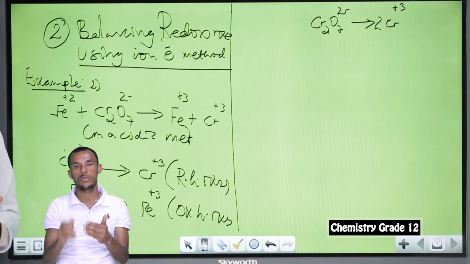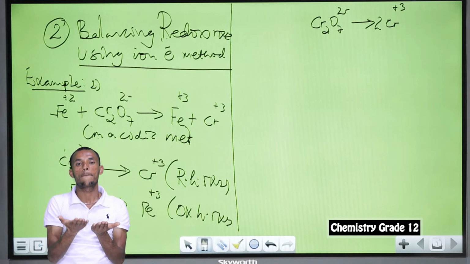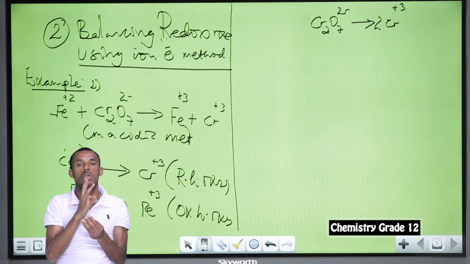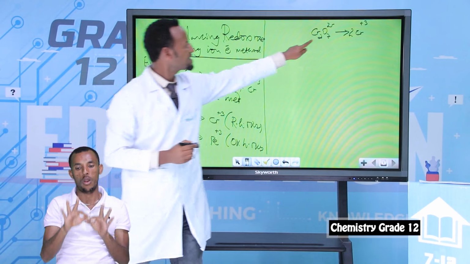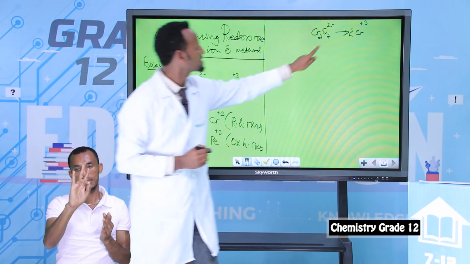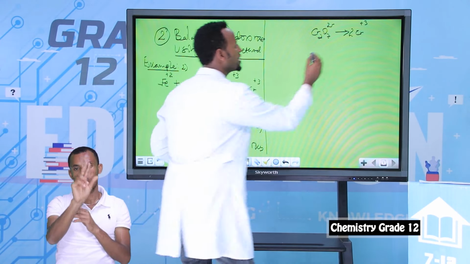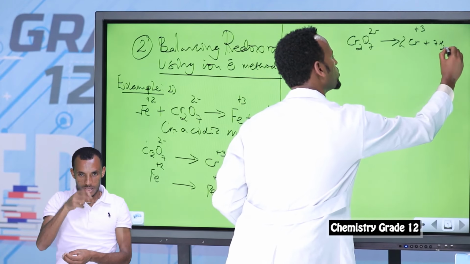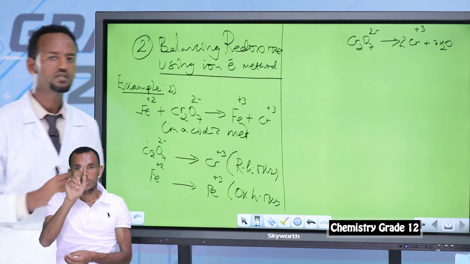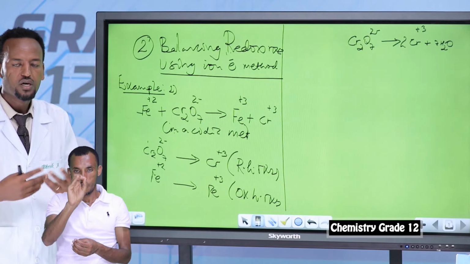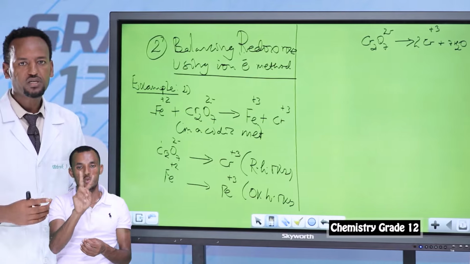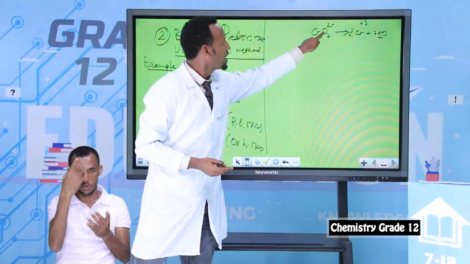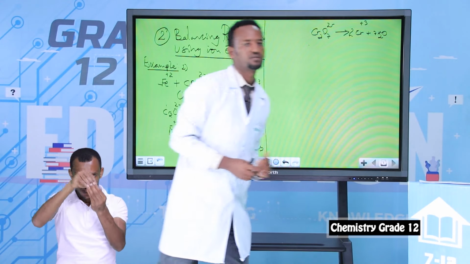Then the next step is to balance the oxygen atoms by addition of what? By addition of water molecules to the deficient side. Look, in the reactant side, 7 oxygen. In the product side, there is no oxygen. Therefore, add 7H2O. Why 7H2O? Because 1 H2O contains how many oxygen? 1 oxygen. 2 water molecules contain 2 oxygen. 7 water molecules contain 7 oxygen. Because of that, for 7 oxygen we add 7 water.